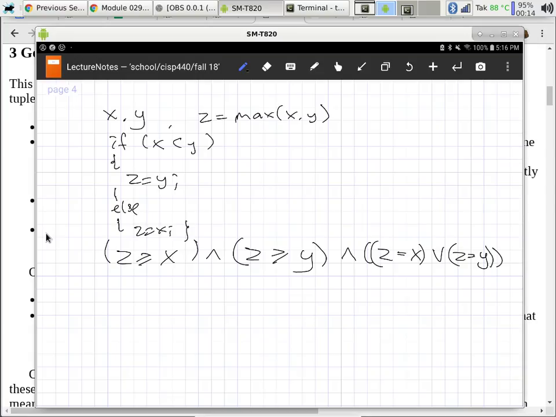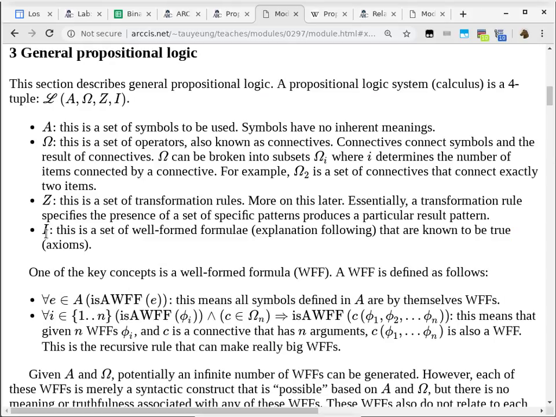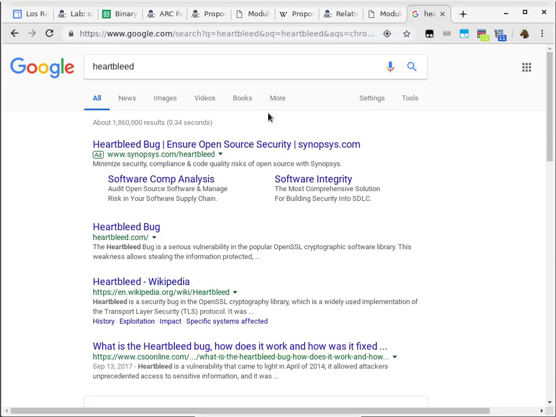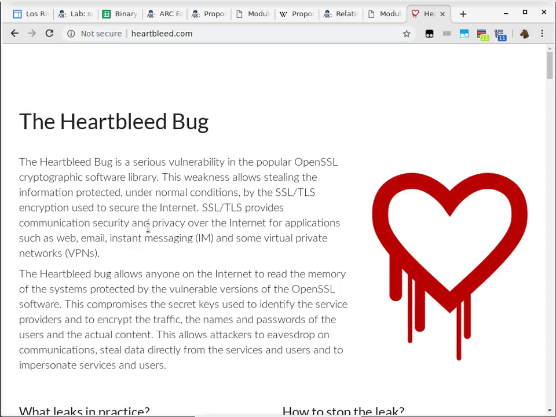So why do you think I mentioned SSL, Secure Socket Layer, in particular in this case? It has to do with a vulnerability that is fairly well known. What is the name of that thing? It's called Heartbleed. And there's a website for it. And it looks like that.